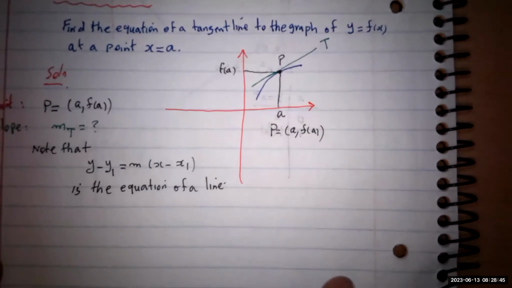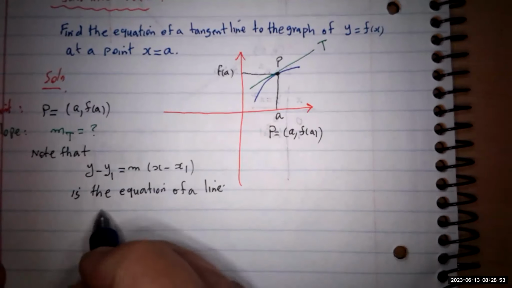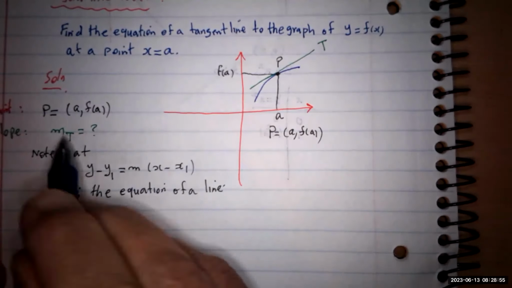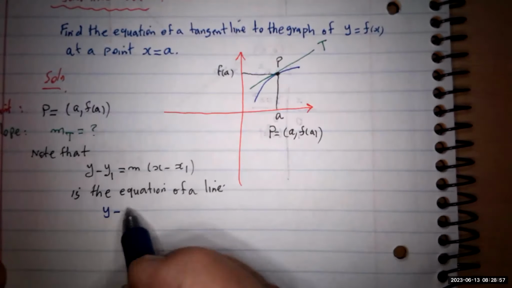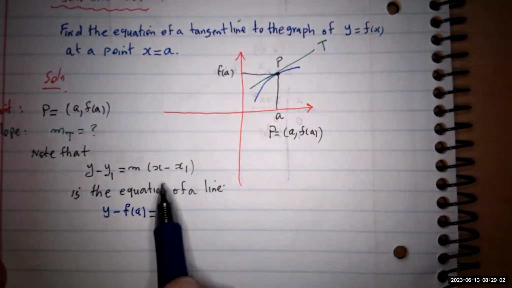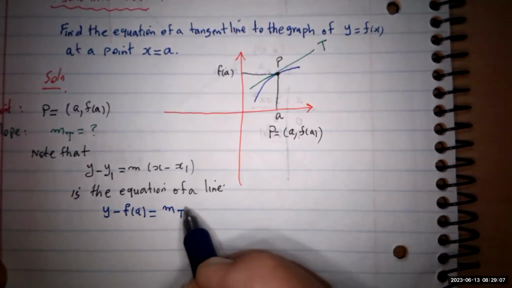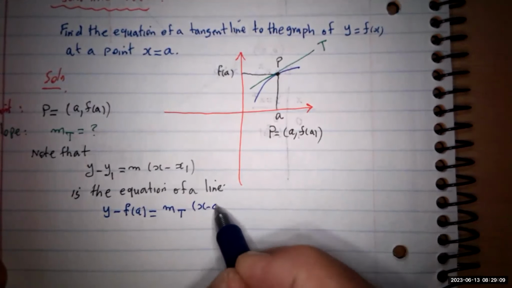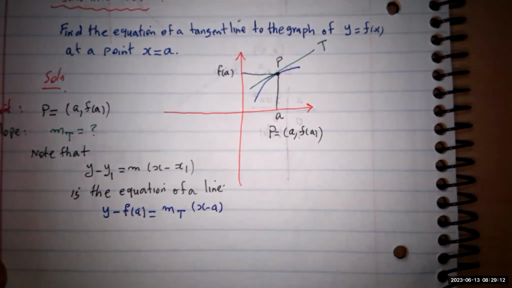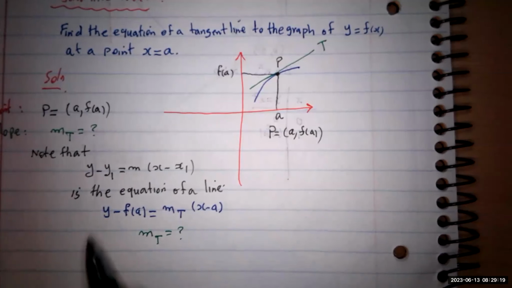If we set up everything right, basically what we are going to have is this: this is the y, y1 would be just f of a, and m is going to be the slope of a tangent line. Then you get x minus a. So the problem is going to be finding the slope of a tangent line, because I've already got the point P.